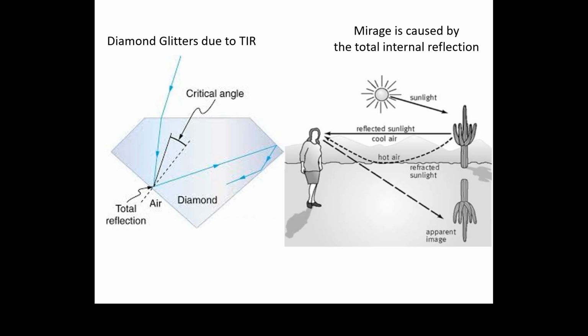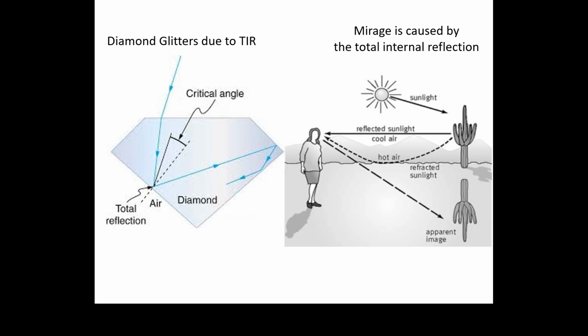These are examples of applications based on total internal reflection, wherein a diamond shines and glitters because of the phenomenon of total reflection, because the critical angle of diamond is less, that is 24 degrees, and therefore any light ray having an angle of incidence greater than the critical angle cannot refract, and the light ray is reflecting internally because of the TIR.